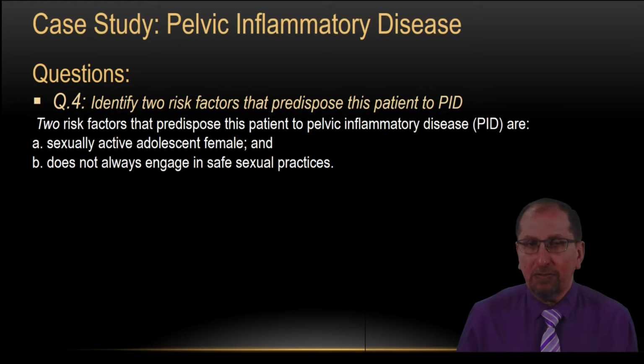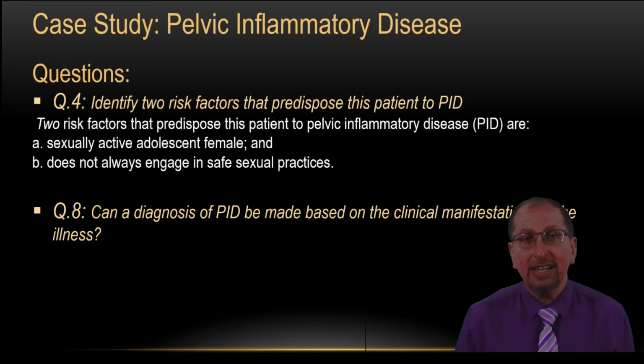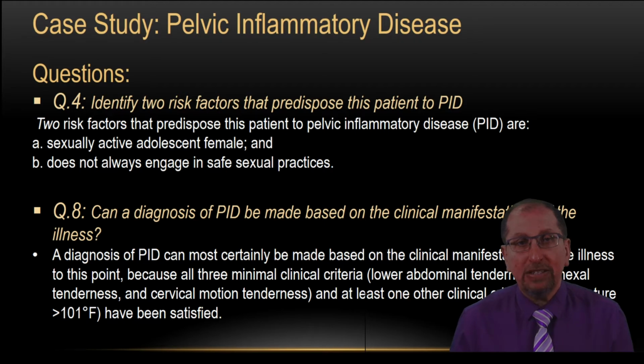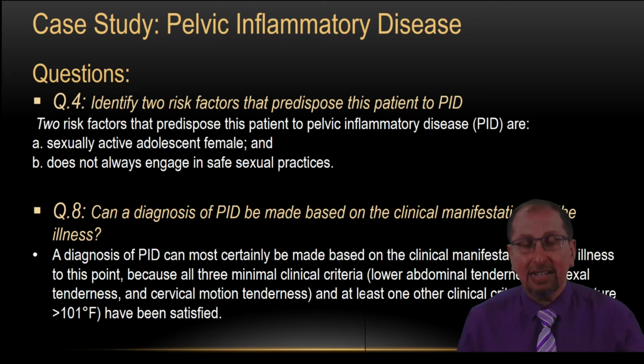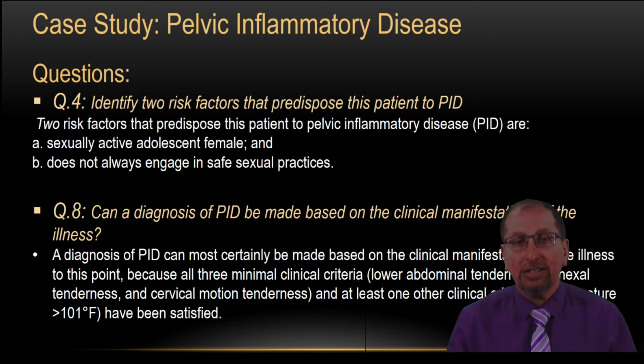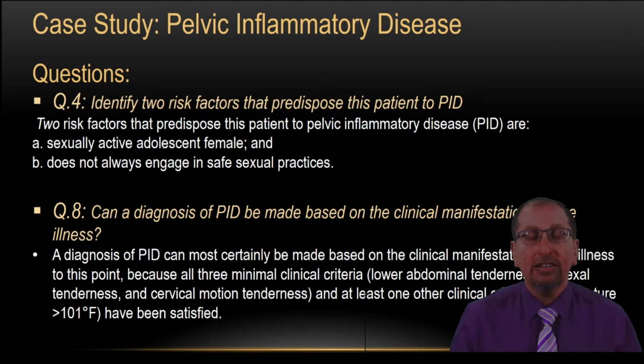Can a diagnosis of pelvic inflammatory disease be made based on the clinical manifestations of the illness? Yes, it can most certainly be made on the basis of the clinical manifestations, because all three minimal criteria, which are the lower abdominal tenderness, adnexal tenderness, and cervical motion tenderness, are present. And at least one other clinical criterion, elevated temperature, this patient has fever, has been established. So yes, we can diagnose PID based on the clinical manifestations here.